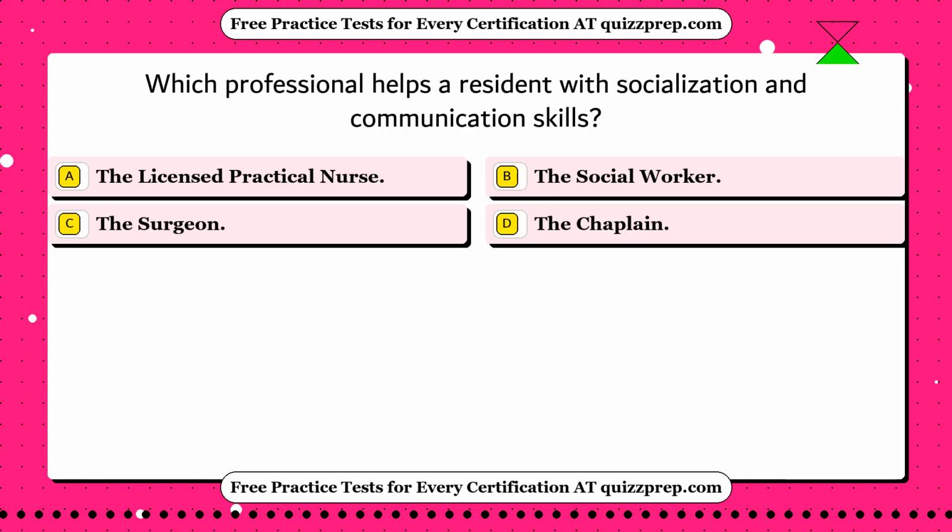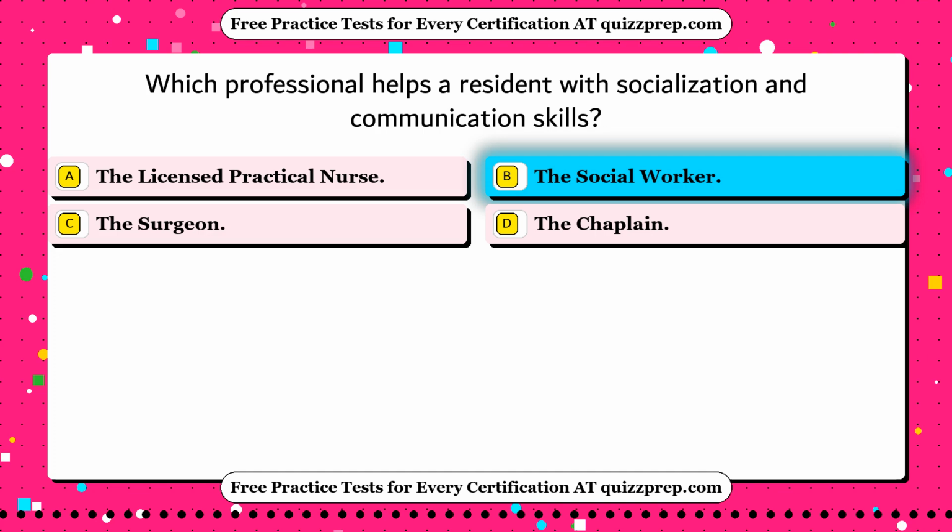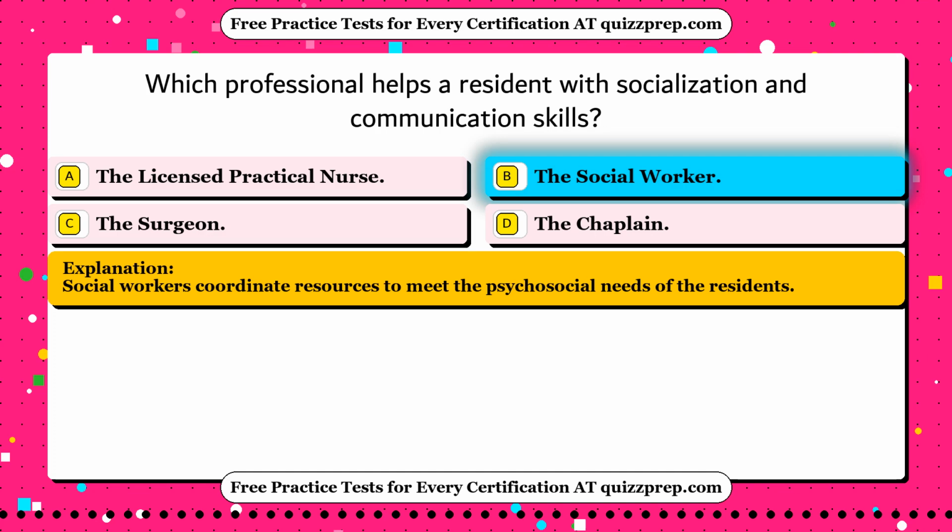Question 110. Which professional helps a resident with socialization and communication skills? Option A, the licensed practical nurse. Option B, the social worker. Option C, the surgeon. Option D, the chaplain. The correct answer is option B, the social worker. Social workers coordinate resources to meet the psychosocial needs of the residents.